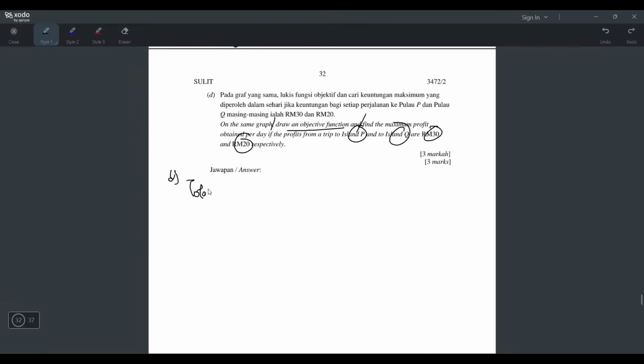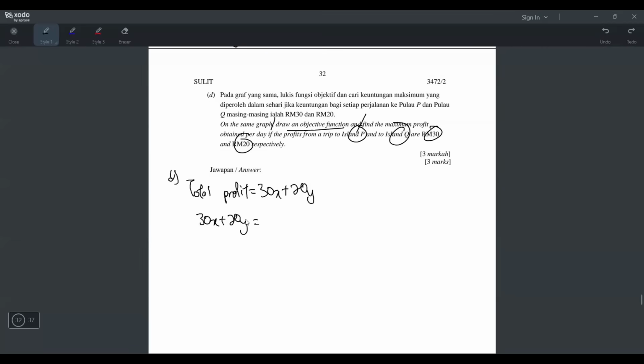So let's write down the total profit. Island P is 30, so the total profit is 30x plus 20y, right? And this is how to write the objective function: 30x plus 20y equals some number. You can put any number here, but I always teach my students to put the lowest common multiple. Make sure the number you put here can divide 30 and can also divide 20. Why? Because later you have to draw this line in the graph, and it's easier to find the points. So it's better to choose a common multiple.